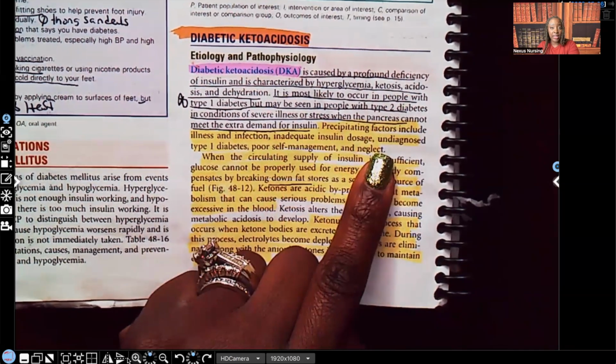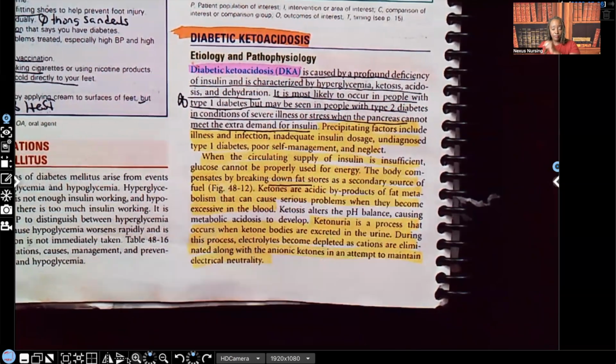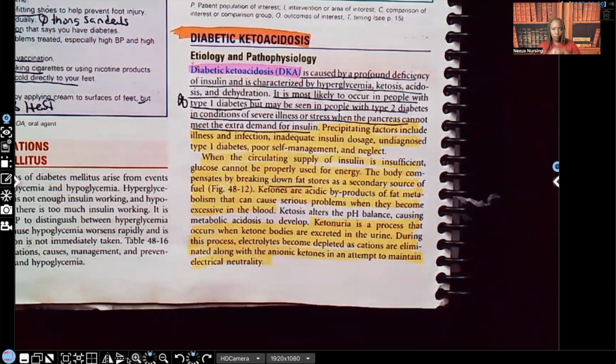Undiagnosed type 1 diabetes. So the patient has type 1 diabetes, but hasn't been diagnosed. So they're not making that insulin. So the blood sugar is just going up and up and up. The tissues are being starved and starved for glucose until eventually it starts feeding off of that patient's fat and then protein, right?